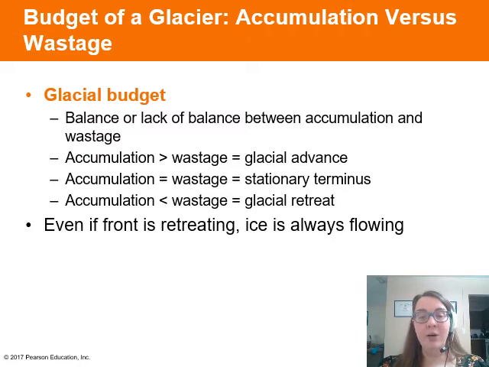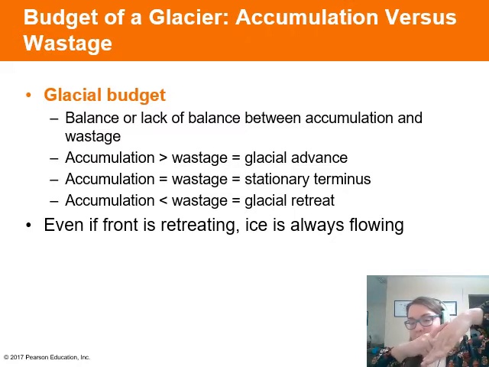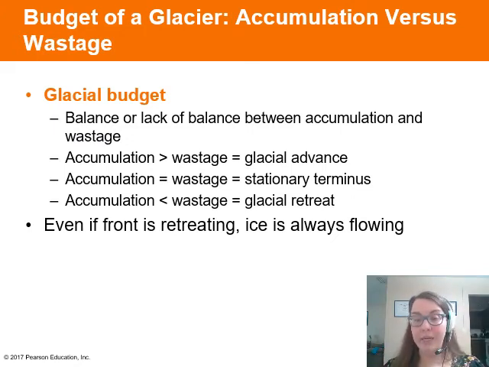So if we see that over, let's say, 5 years, we see more snow accumulating as ice than we have ice wasting away or melting, we're going to say that this glacier advanced. In the case of our valley glaciers that are going downhill, this just means that the glacier is moving farther down the valley, closer to the base of the mountain.